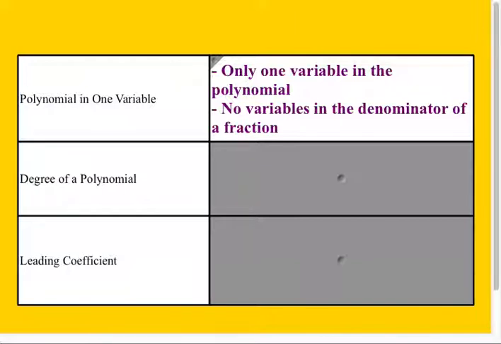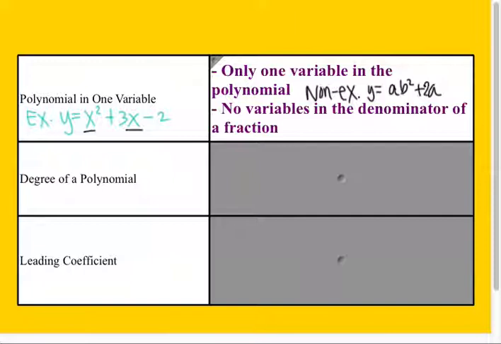So maybe an example of a polynomial in one variable would be y is equal to x squared plus 3x minus 2. What it's saying is y equals, there's only one variable written on the right-hand side. A non-example would be y is equal to ab squared plus a plus 2a plus b. This one has two variables, so that is not a polynomial.